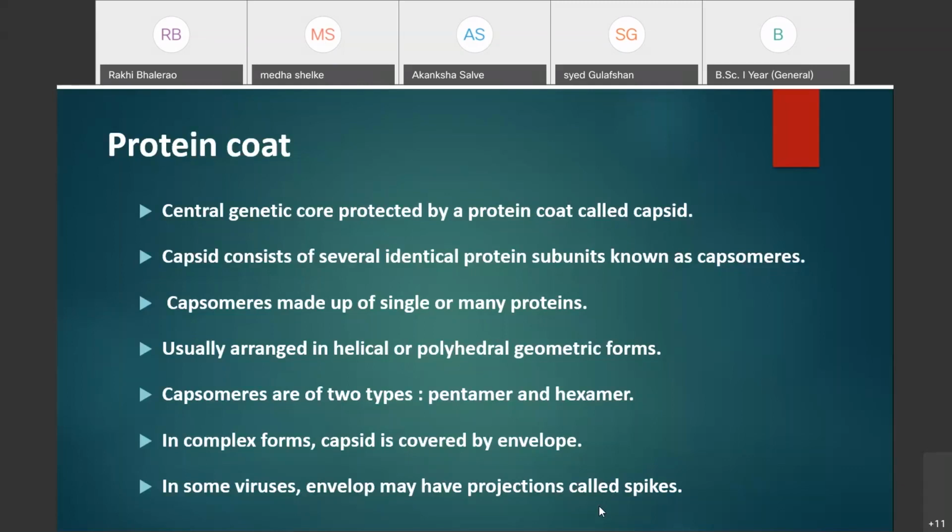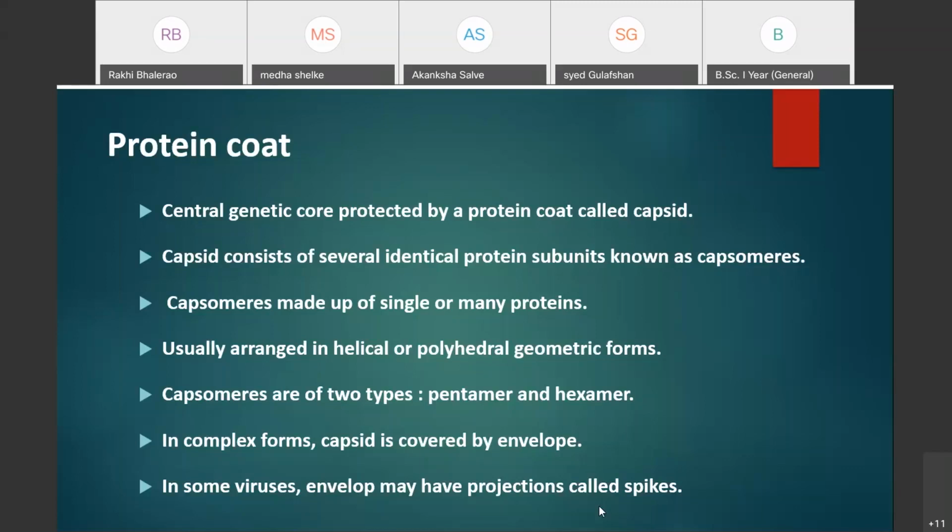In the examination, if a short note is asked on the ultrastructure of the virus, then you have to mention all these points and you have to draw the diagram of the virus. The diagrams are very essential while giving the answer in the examination. If you do not draw the diagram for that particular question, then your marks will be reduced.